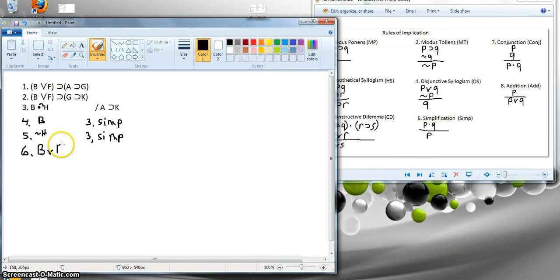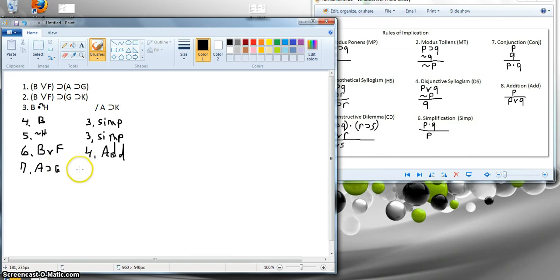And this is 4, addition. Alright, now it's coming together pretty nicely. Even if you don't see it yet, just apply what you see next. You have B or F, so apply that to 1, right? And we get if A, then G.